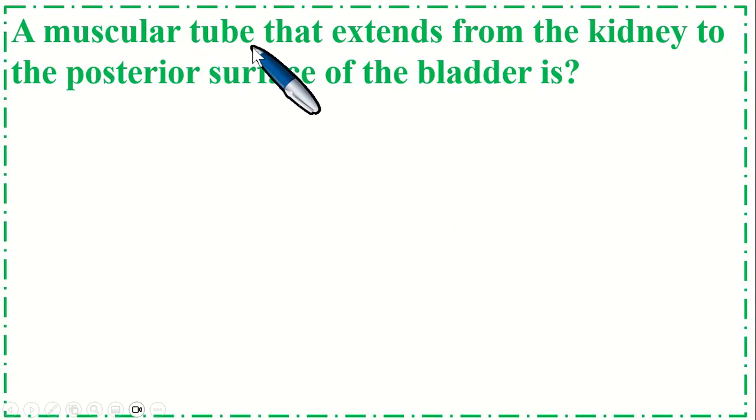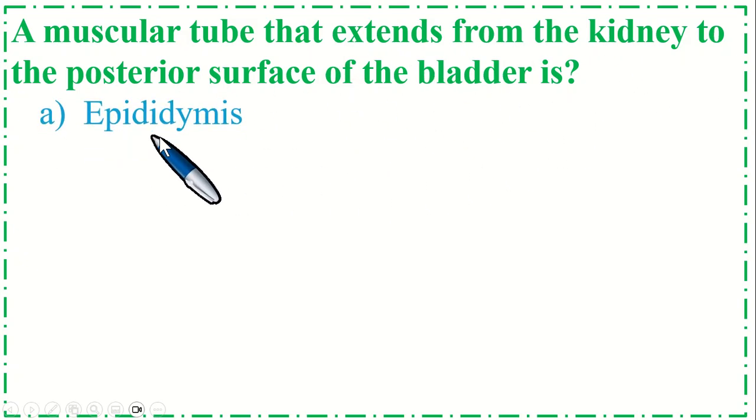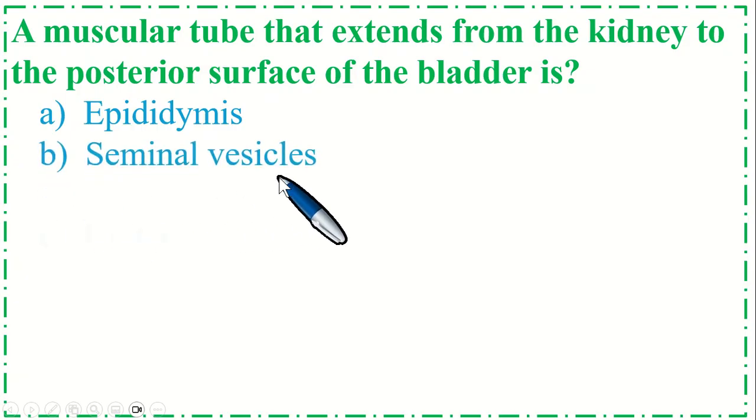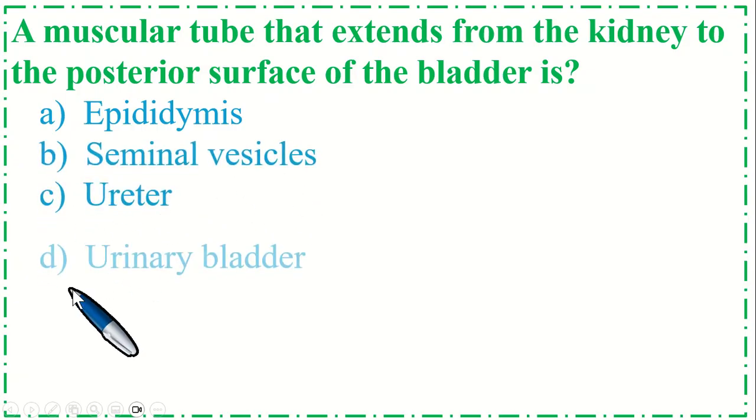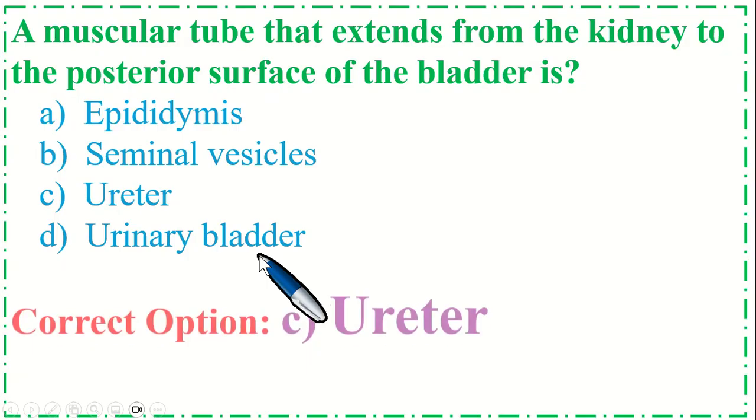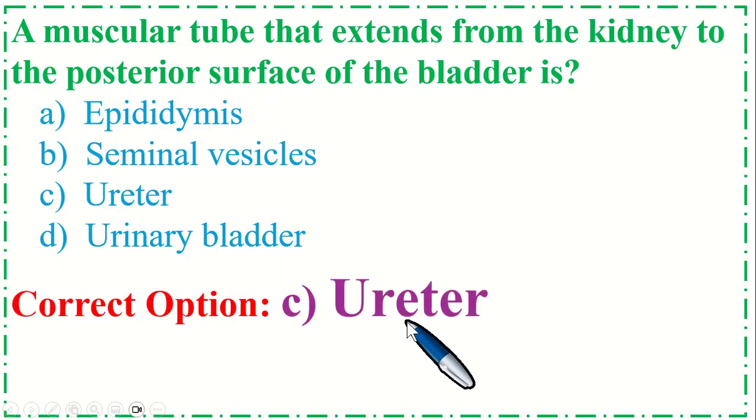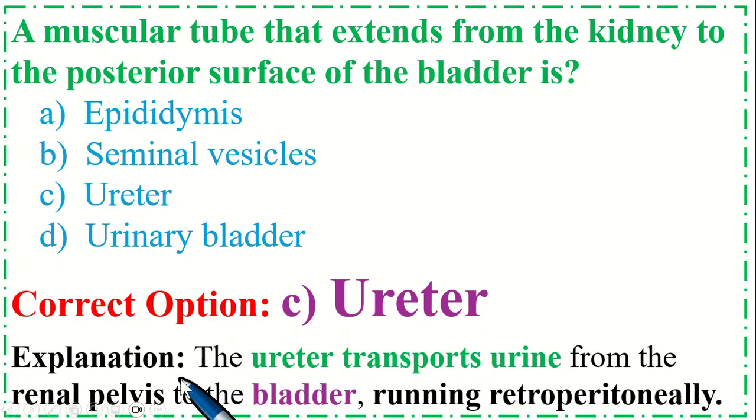A muscular tube that extends from the kidney to the posterior surface of the bladder is option A epididymis, B seminal vesicle, C ureter, and option D urinary bladder. So the correct option is C ureter. The ureter transports urine from the renal pelvis to the bladder, running retroperitoneally.